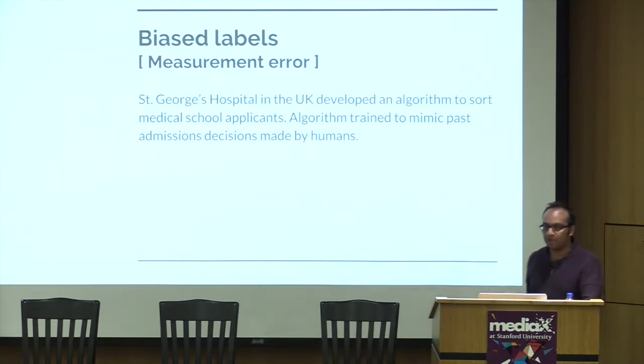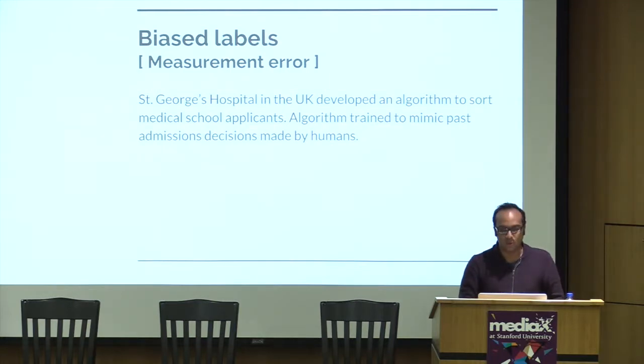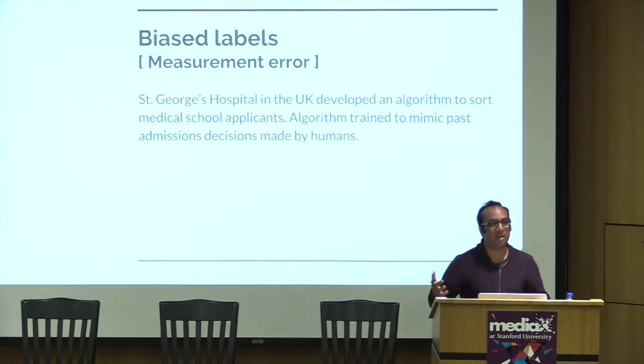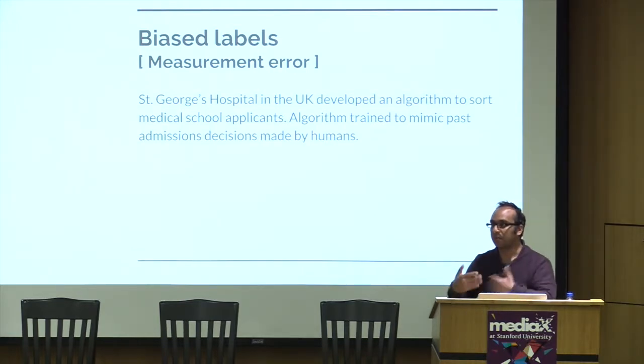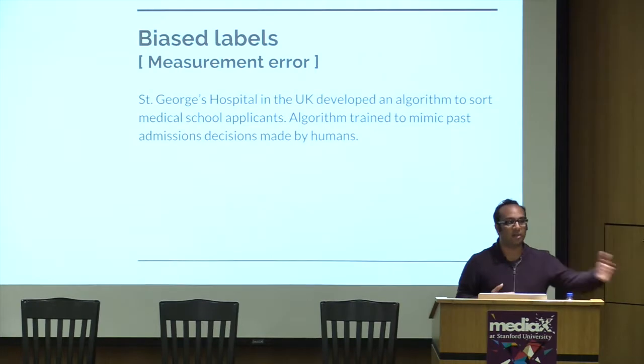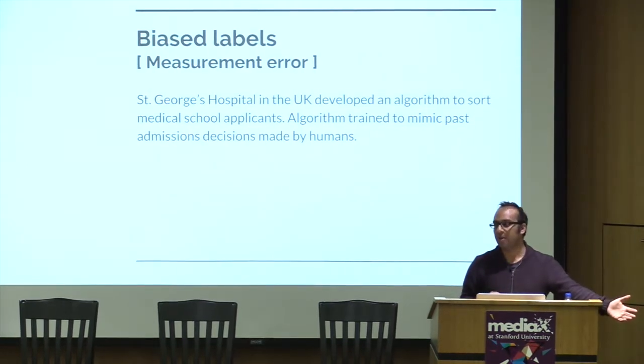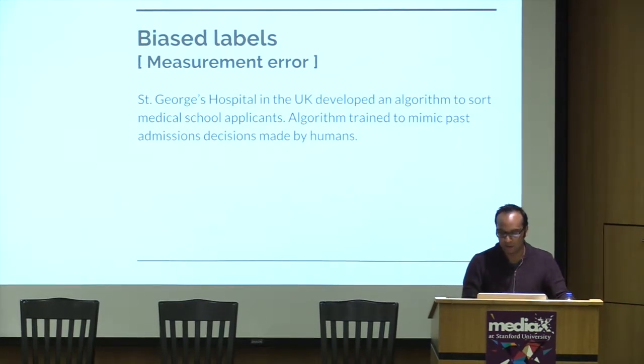St. George's Hospital in the UK developed this algorithm to sort medical school applicants. And so this seems like a great idea. There was an admissions committee. They were tired of sorting through all these applications one by one. Maybe they were worried about consistency issues. It seems like it's just more fair to have an algorithm help make these types of admissions decisions. And so they trained it on their corpus of past decisions that they made. Seems great. What could go wrong? In fact, this was a horrible idea. So what went wrong here? What are we worried about?